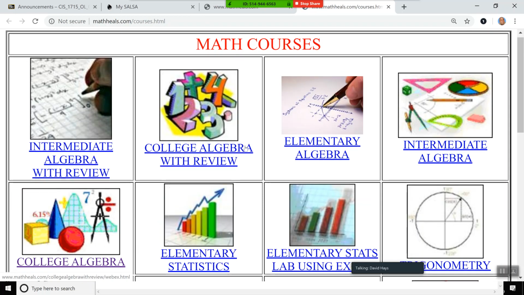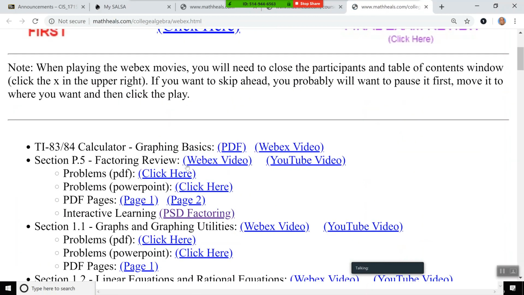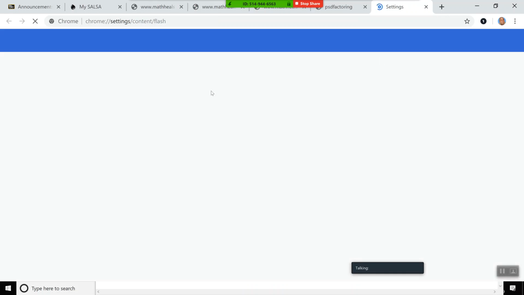If I go to my math lectures here, and I go to college algebra, right? I guess it is blocked. I lied to you. I must have it unblocked at home. See how it comes up and tells me my Adobe Flash player is blocked? That's because this is a Flash program I wrote. Now it looks like you can click this little guy. Click manage. Oh, that takes you just to that page.